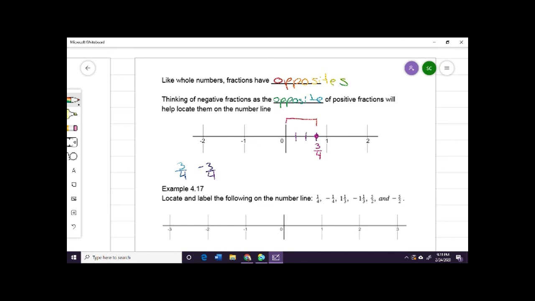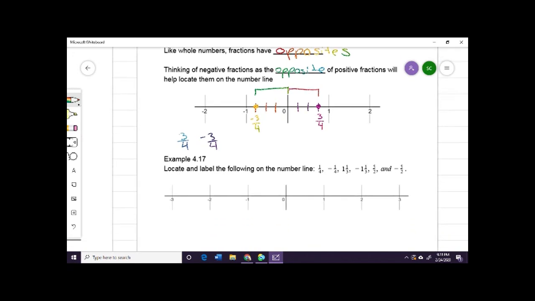Negative 3/4 is going to be the same thing but the opposite direction. So instead of going from 0 and then going to the right, we're going to start at 0 and go to the left. Same exact procedure though, okay? Negative 3/4. So it's between 0 and negative 1. We're going to divide that space into 4 sections. And starting at 0, we're going to count negative 3 of those 4s. 1, 2, 3. And here is negative 3/4. And it has the same distance from 0 as positive 3/4, just in the opposite direction.